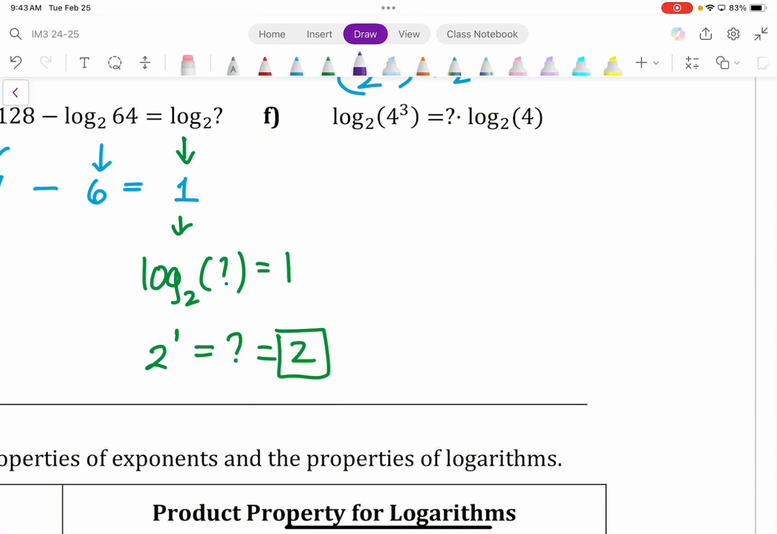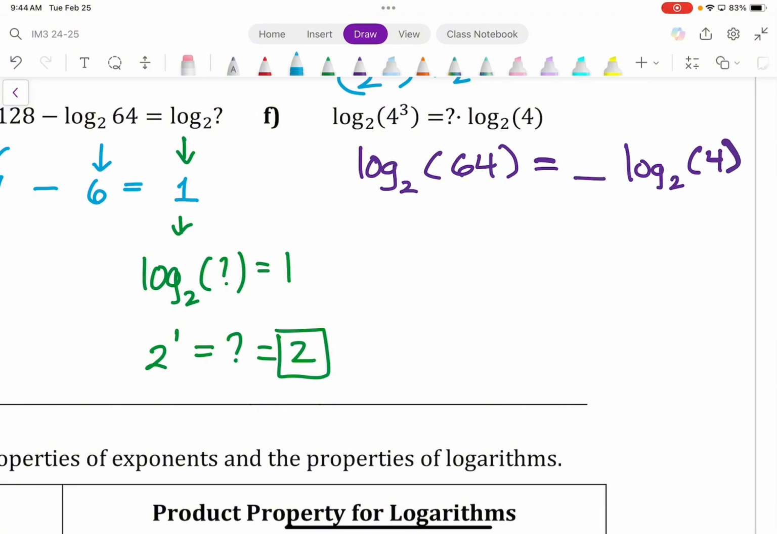Okay, log base 2 of 4 to the third equals blank times log base 2 of 4. Log base 2 of 4 to the third is the same as log base 2 of 64, which equals question mark times log base 2 of 4. Let's evaluate each one. Log base 2 of 64 we know is 6, and log base 2 of 4 is 2.